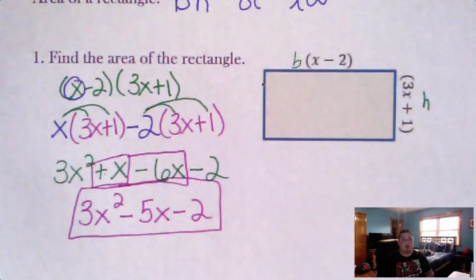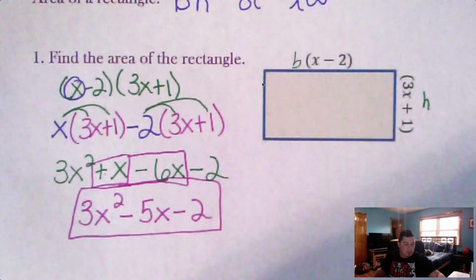Okay, so area is the same thing as multiplying our two binomials. And everything else goes from there. Take the two sides.